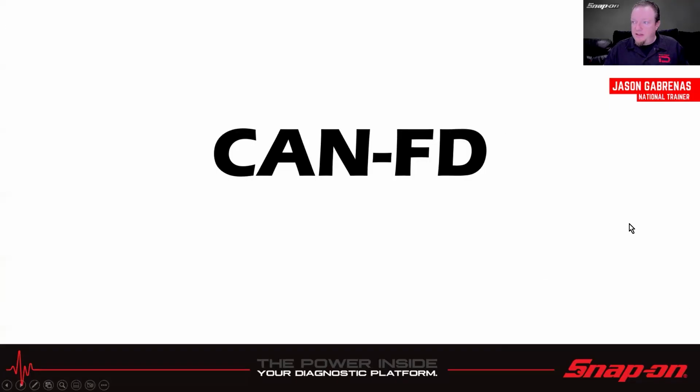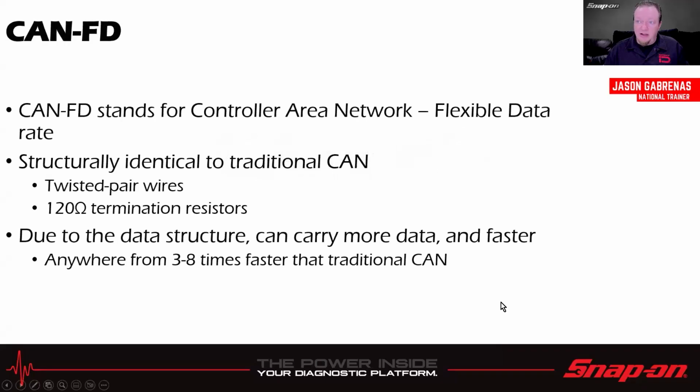Now let's talk about CAN FD. So CAN FD is kind of the newer version of CAN that's out there. Some manufacturers use it. Many manufacturers use it internally on the vehicle. It doesn't terminate out to the DLC. Sometimes it does, but most of the time it doesn't. CAN FD stands for Controller Area Network Flexible Data Rate. So it's CAN bus just with extra stuff. Structurally, it's identical. You can use CAN modules and CAN FD modules on the same network interchangeably. It doesn't really make a difference.